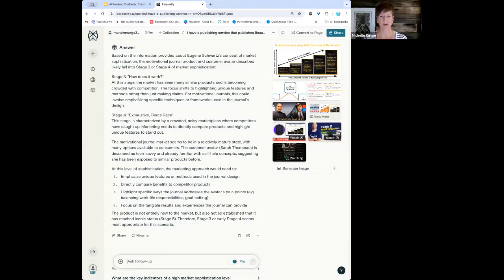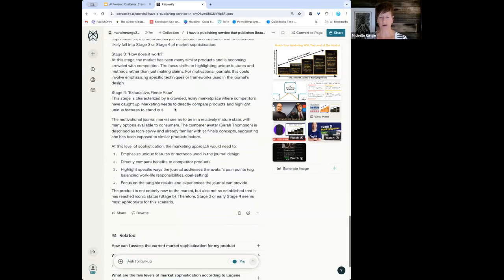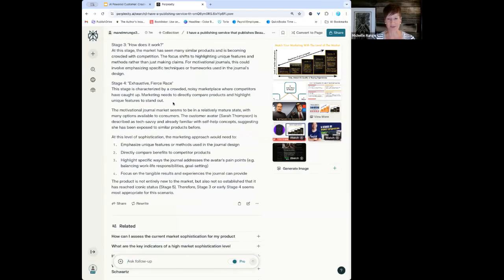All right, so how does stage 3 work? At this stage, the market has seen many similar products and is becoming crowded with competition. The focus shifts to highlighting unique features and methods rather than just making claims. For motivational journals, this could involve emphasizing specific techniques or frameworks that are used in the journal's design. Now, at stage 4, exhaustive fierce race, stage 4 is pretty crowded. This stage is characterized by a crowded, noisy marketplace where competitors have caught up. Marketing needs to directly compare the products and highlight features that stand out. So the motivational journal market seems to be in a relatively mature state with many options available to customers.